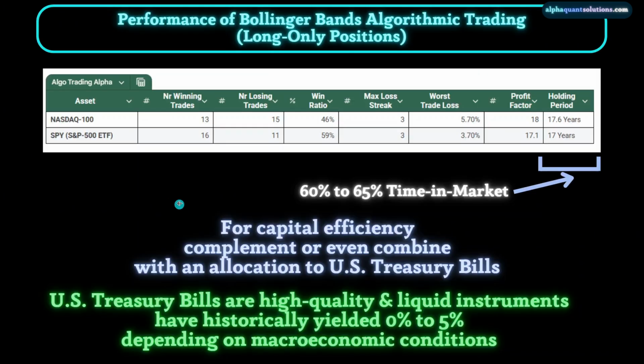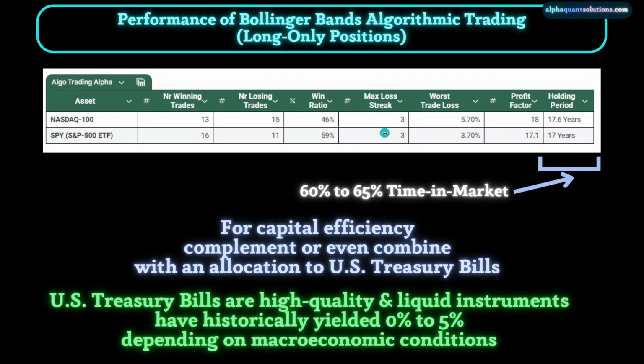Now, summarizing the algorithm performance on both assets, where we designed it on the Nasdaq-100 and then tested the algorithm on the S&P 500 ETF. For both, they have very similar performance characteristics, approximately, let's say, 27, 28 trades. The main difference is in the win ratio. One is 46%, the other one 59%.